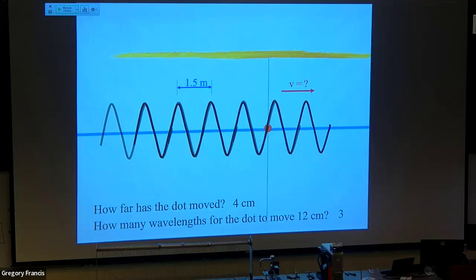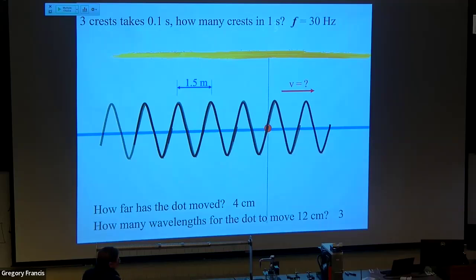Okay, now, if 3 waves go past in 1/10 of a second, you remember what frequency is, right? Frequency is how many waves go past in a whole second. Well, if 3 can go past in 1/10 of a second, how many go past in a whole second? 30. So if 3 crests takes 1/10 of a second, how many crests in 1 second? That's 30, and that's the frequency.